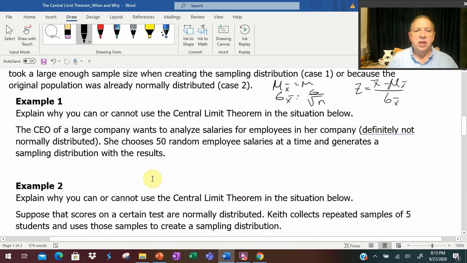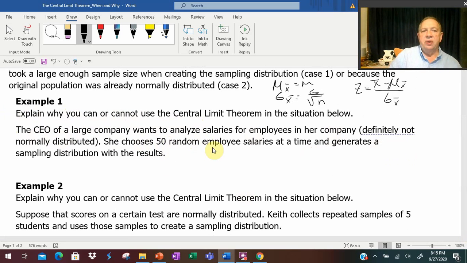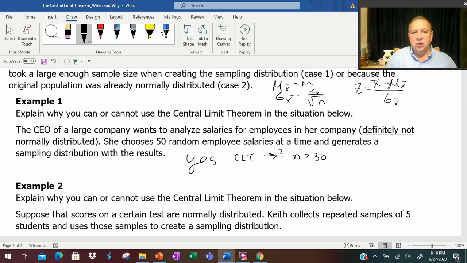The CEO of a large company wants to analyze salaries for employees in her company. Definitely not normally distributed, but she chooses 50 random employees. She wants to generate a sampling distribution with the results. Yes, you can use the CLT, but why? Because n is greater than 30, even though the population is not normally distributed. If n was less than 30 in this case, with it not being normally distributed, she wouldn't be able to do it. It takes a large enough n, greater than 30, for this to work out.